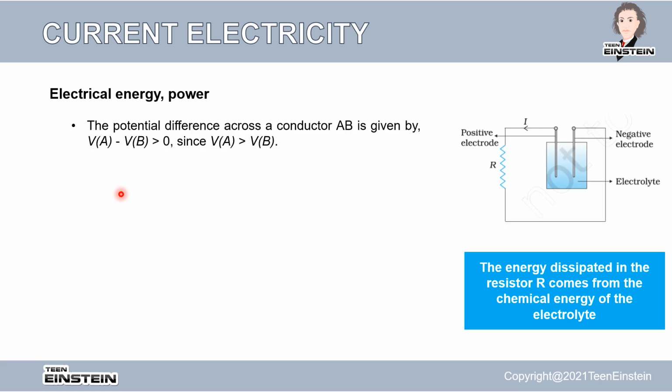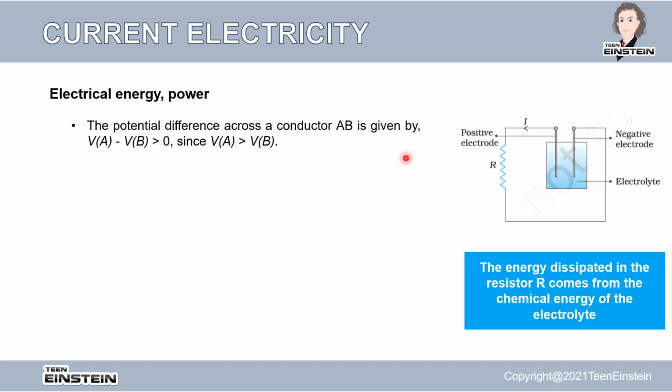Let's assume that there is a conductor called AB. This is just a current carrying wire. One end of the conductor has a potential of V_A and the other end has a potential of V_B. The difference between these two is V_A minus V_B, which is greater than 0, because we are assuming that A is at higher potential compared to B.